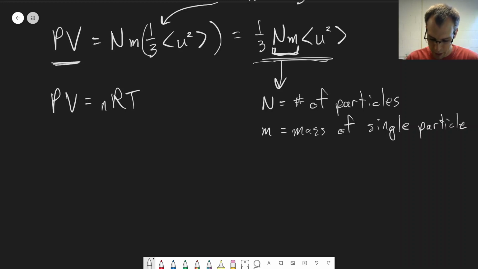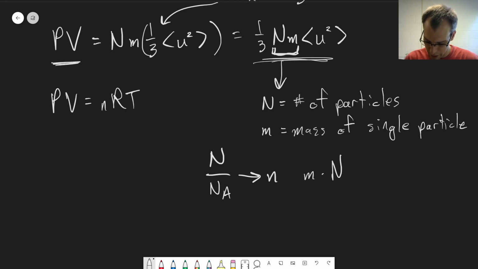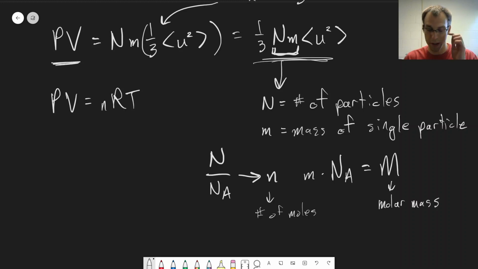All right, so if we take big N and divide by Avogadro's number, that'll give us the number of moles, which we call little n. And if we take little m and multiply it by Avogadro's number, that'll give us what we call capital M here. So capital M here is the molar mass, right? The mass now of a mole of particles. So we took the mass of an individual particle and multiplied by a mole, Avogadro's number.